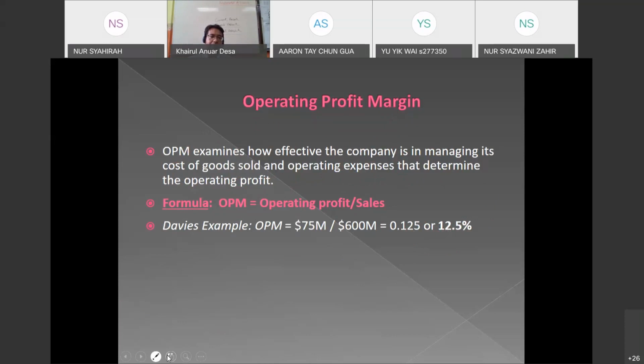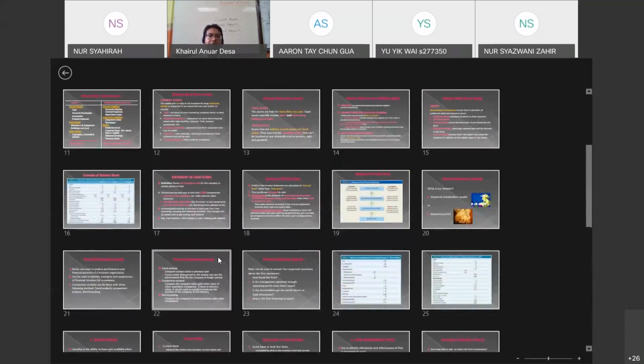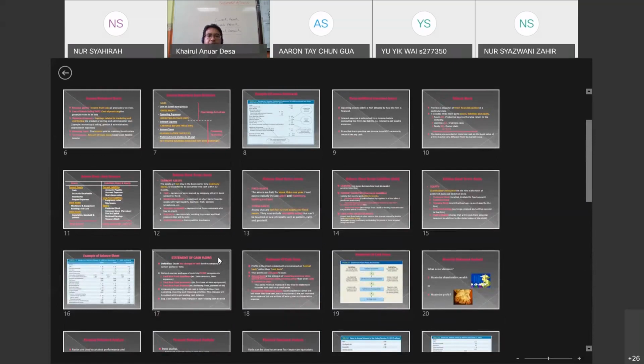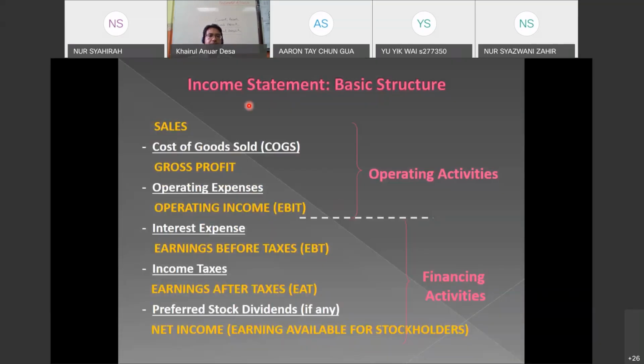Okay, mari kita lihat sekali lagi macam mana pengiraan income statement. Okay, nampak di sini kan? This is the contoh, the basic structure of the income statement. Dalam income statement kita akan ada sales, tolak minus cost of goods sold, dan kita akan dapat gross profit here. Nampak sini? Kita akan dapat gross profit. Then operating expense. Dan kita akan dapat earning before interest and tax.